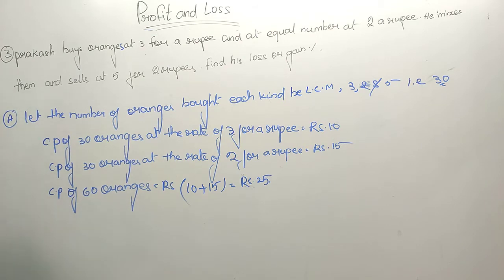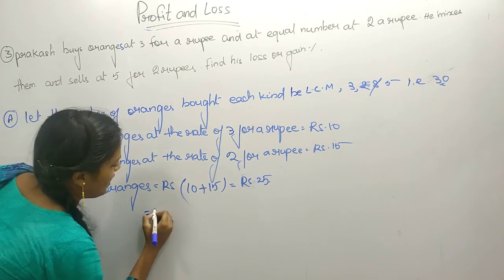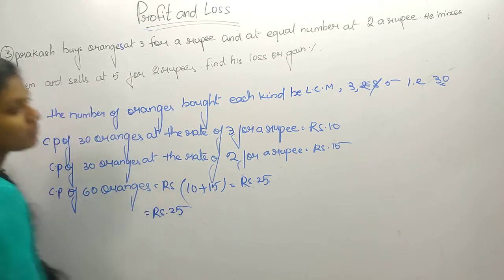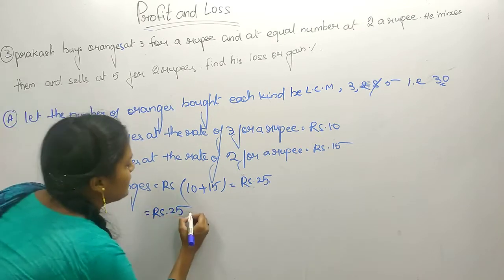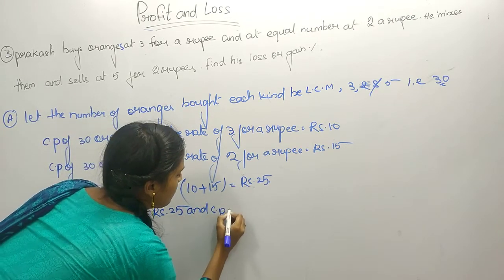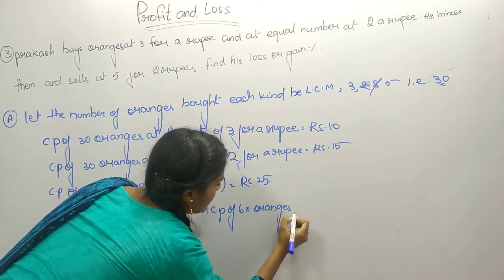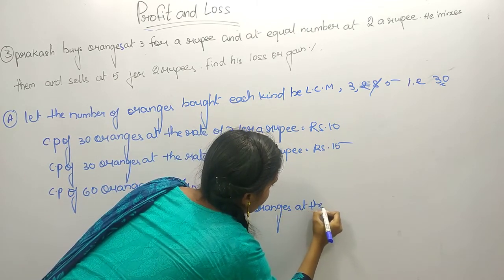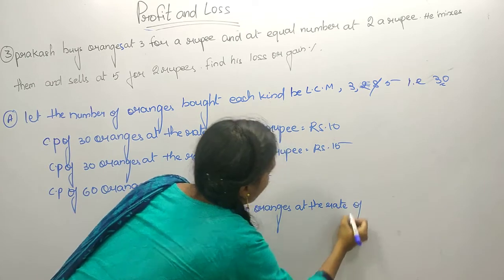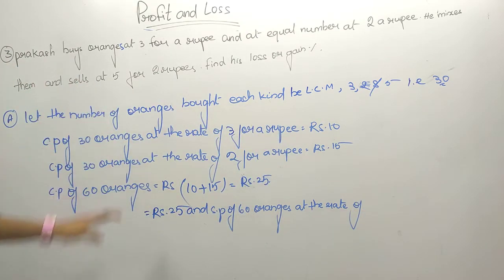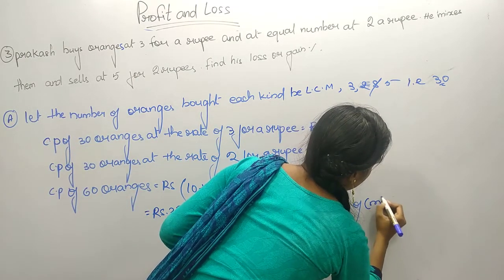Now what you will do? Rupees 25 and selling price of oranges at the rate of 5 for 2 rupees. It is given in the question. Now you have to find out. Rupees 25 and selling price of 60 oranges at the rate of, what is given in the question? At the rate of 5 for 2 rupees.